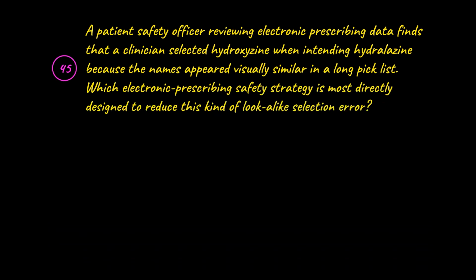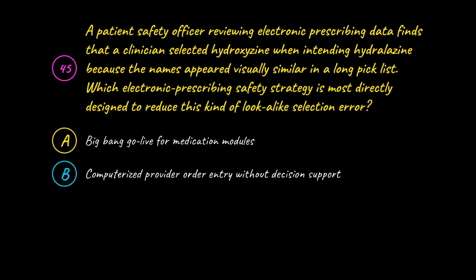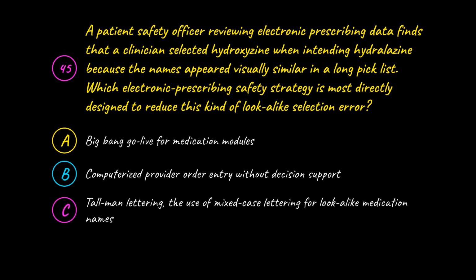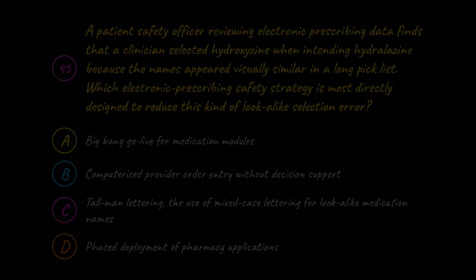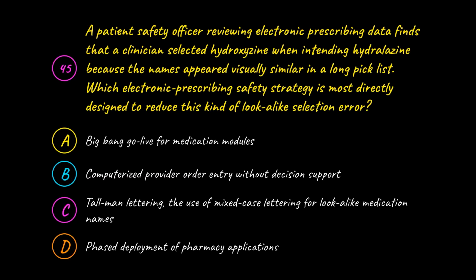Your options are A. Big Bang go-live for medication modules. B. Computerized provider order entry without decision support. C. Tall man lettering, the use of mixed case lettering for look-alike medication names. D. Phased deployment of pharmacy applications. Pick one. Trust your gut. Here's your chance to test yourself.